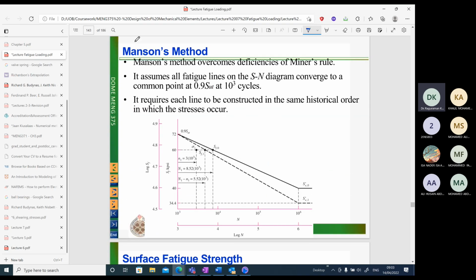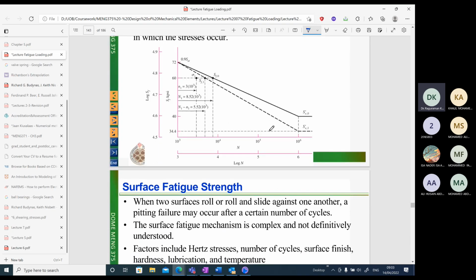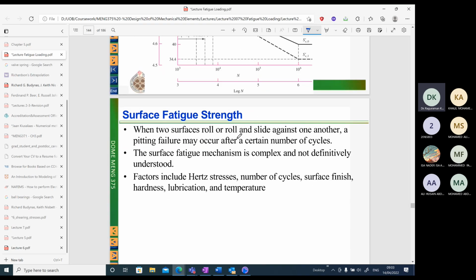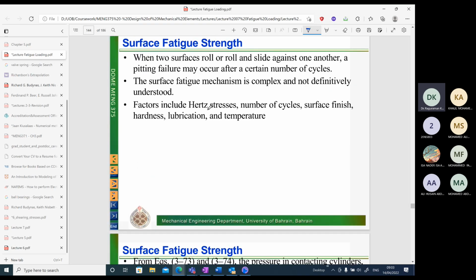There is a slightly different method which is called Manson's method, which overcomes this and predicts the SUT value correctly. Okay, we will not go through Manson's method as well. We are in the last part.